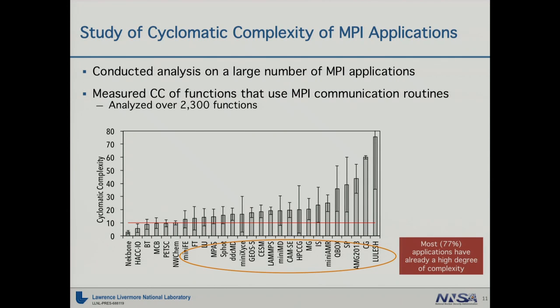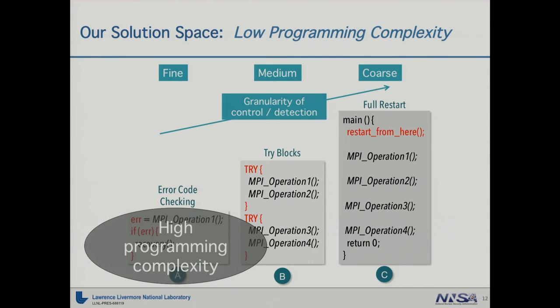More than 77% of the applications have already high complexity. So MPI applications are actually very complex already. Adding or using fault tolerance programming models that increase the complexity doesn't make a lot of sense for us, mostly because our code teams would not adopt these techniques since they already have a large complexity. So essentially what we found is that the models in the fine or medium granularity are of high complexity, so we don't want to focus on that area.